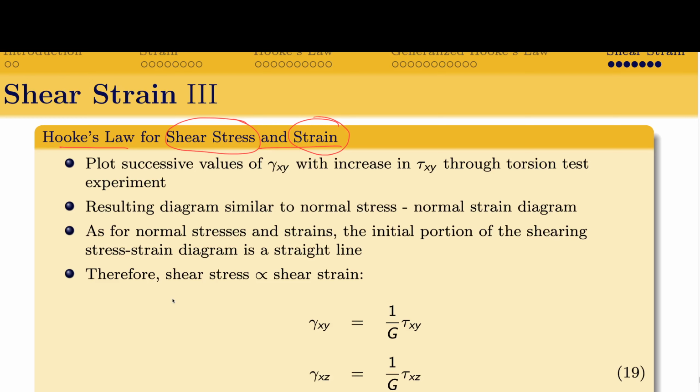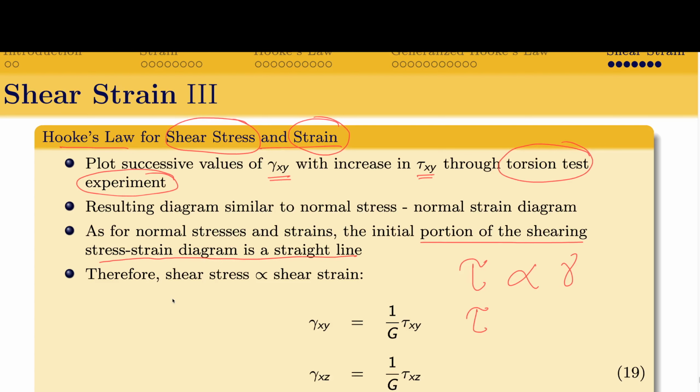In a similar way, if we plot the shear strain versus shear stress through a torsional test experiment, I will not discuss the torsional test experiment with you because torsion is not in your syllabus. So just for the sake of completeness, if you plot the shear strain with increasing value of shear stress using torsion test equipment, you would observe that the diagrams are similar to the normal stress strain diagram. The initial portion of the shear stress strain diagram is also a straight line. Therefore, my shear stress is proportional to my gamma.